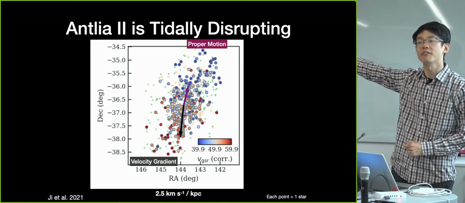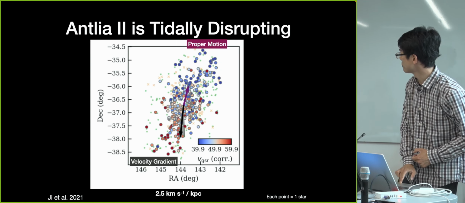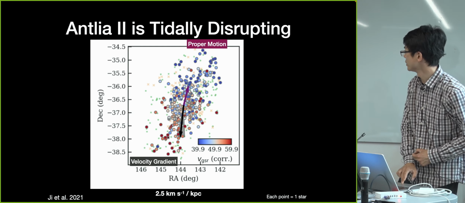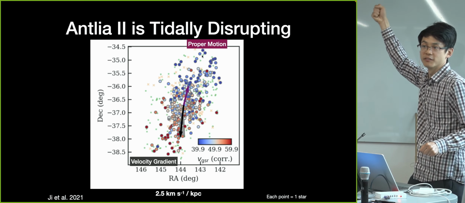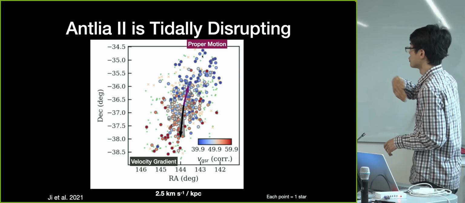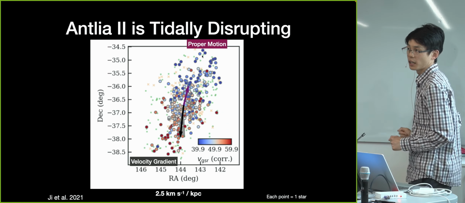But in the Milky Way, we have the proper motion of the system, which is this purple vector over here. This black vector points in the direction of the positive velocity gradient. And these things are aligned exactly in the direction that you would expect if this object is tidally disrupting, right? So just qualitatively comparing these two vectors, you can argue that this system is tidally disrupting.